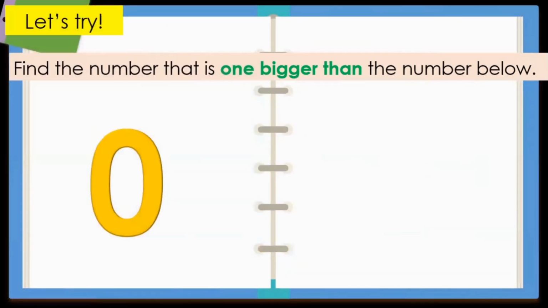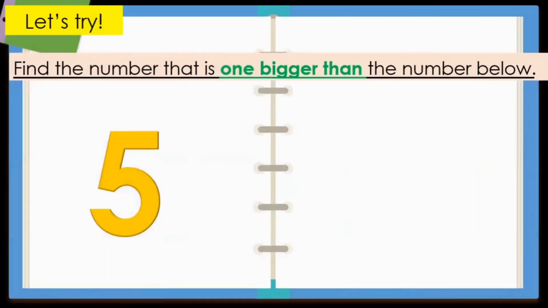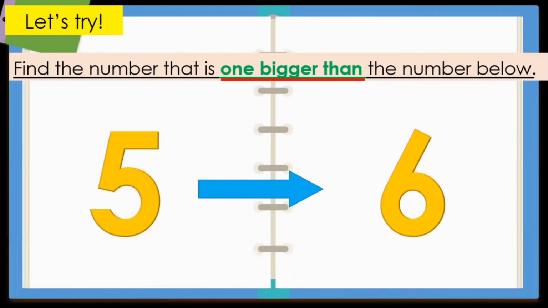Now, let's try to find the number that is 1 bigger than the number below. We have here the number 0. What is that number that is 1 bigger than 0? The answer is 1. Next, find the number that is 1 bigger than 5. What is that number? The answer is 6. Very good.